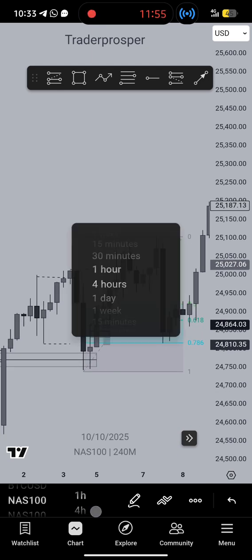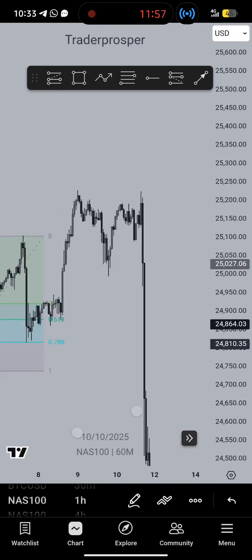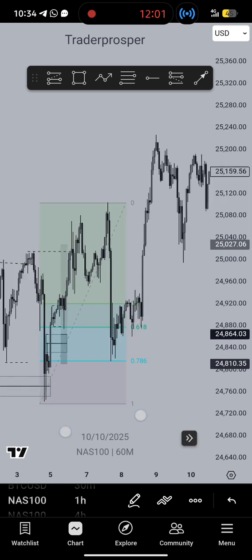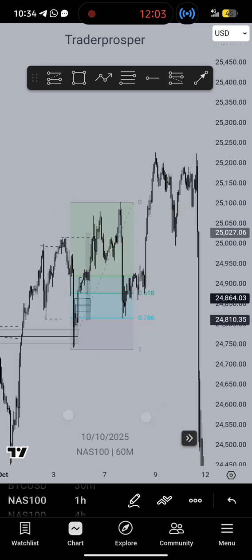Okay, now what do I do? We wait for the pullback to be over, and then join the trend. Okay, remember we follow the continuation and not the reversals.